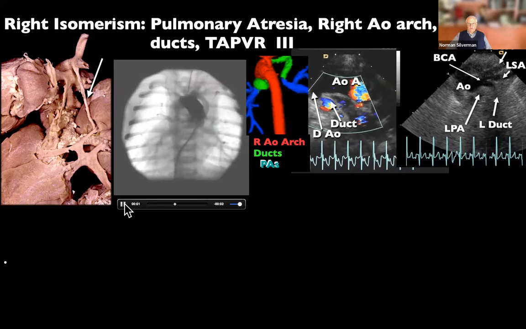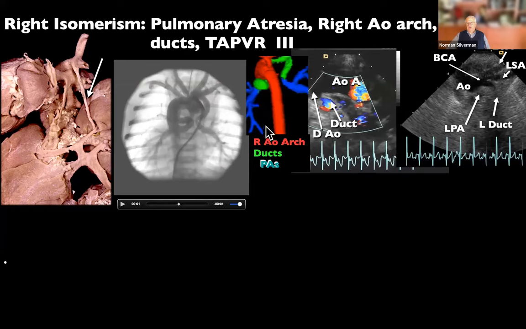And of course, we can stop this anywhere and look at that area where the arteries are separated. And I think you can see here is the duct. The duct is somewhat constricted. There's the left pulmonary artery. This is a neonate, obviously. The aortic arch here is right-sided with mirror image branching.